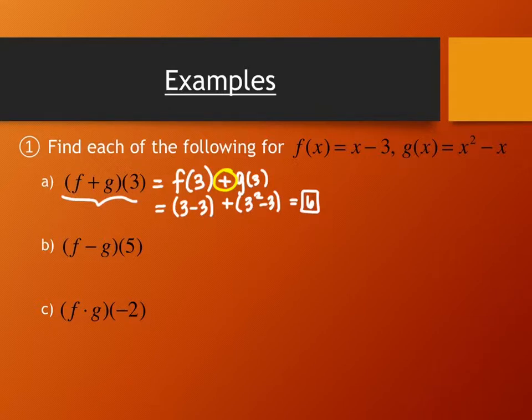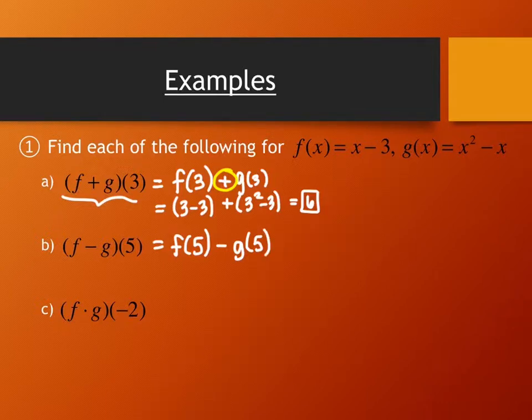All right, so on the second one, you'll notice that there's a subtraction sign instead. You also notice that there's not a 3, there's a 5. The number at the end just tells you what x is. It's just telling you what to replace the x with. But the sign between tells you what to do with those results. So this is telling me I want to take my function f and plug in 5, and subtract my function g with x equal to 5.